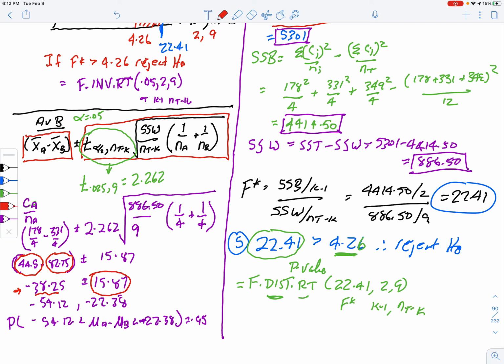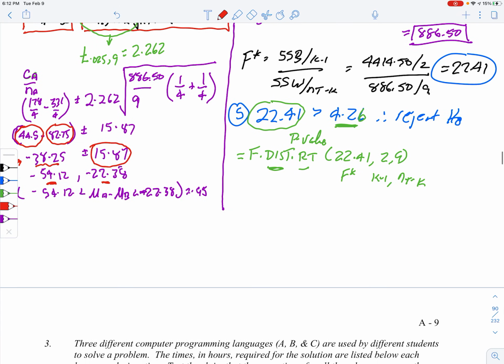So when you take the minus 38 feet plus or minus 16 feet, you end up with minus 54 and minus 22. What that's saying is that Alberta trees are anywhere from 54 feet to 22 feet shorter on average than BC trees. Okay?